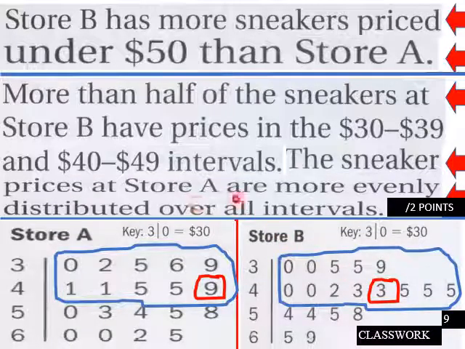The sneaker prices at store A are more evenly distributed over all the intervals. All the leaves here are pretty much equal to each other. Whereas here we have a long list of sneakers in the $40 range, which is what they seem to focus on. So that's what a stem and leaf will let you do. It'll let you visualize a data set.